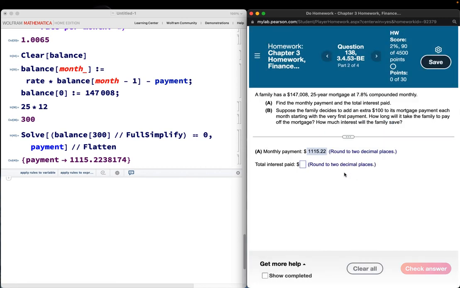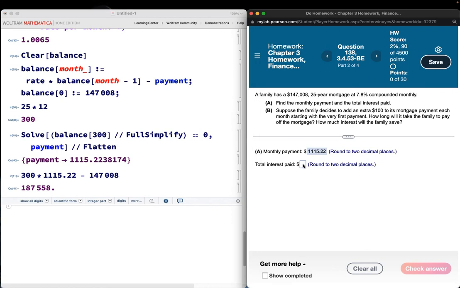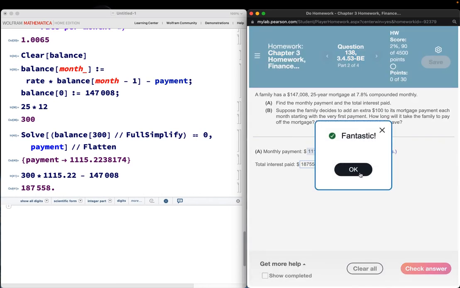Okay, so what is my total interest? So think about it. What is your total interest? Well, how many checks for $1,115.22 have you written? You've written 300. So 300 times $1,115.22. And what did you actually borrow? You borrowed $147,008. That's what you borrowed. So your total interest is going to be $187,558. That's your total interest, $187,558. And that is correct.